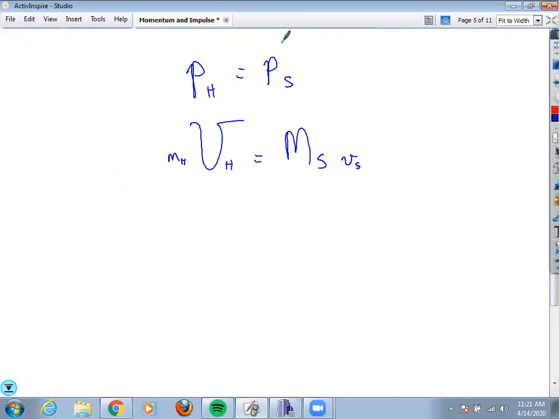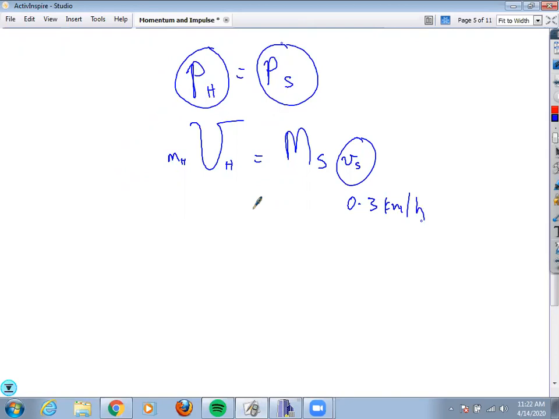So this is kind of a visual. If the two momenta are going to be equal to each other, if there's a large velocity, then the mass must be smaller, and if there's a large mass, then the velocity must be smaller. So that is why the velocity of the seagull is 0.3 kilometers per hour, whereas the velocity of the hummingbird is 77 kilometers per hour. I hope that makes sense. So we've just covered the basics of momentum, which is again a quantity of motion defined as the product of mass times velocity.